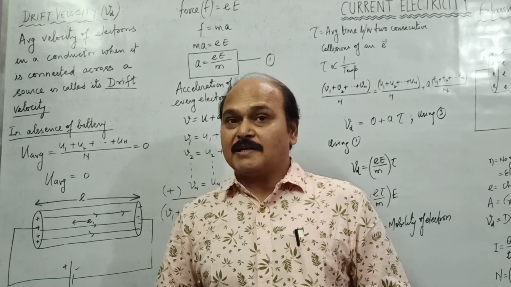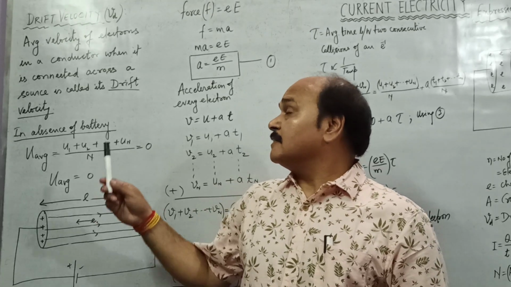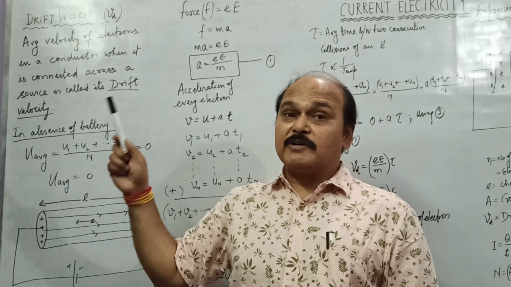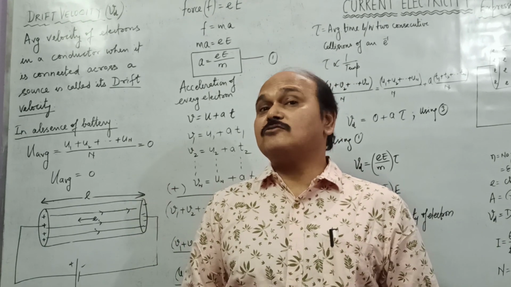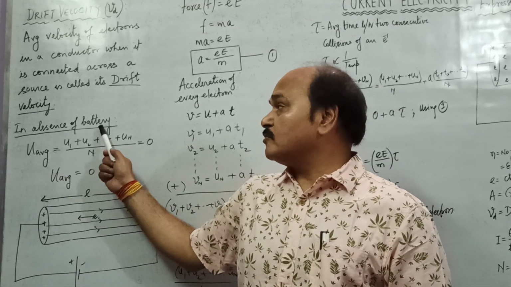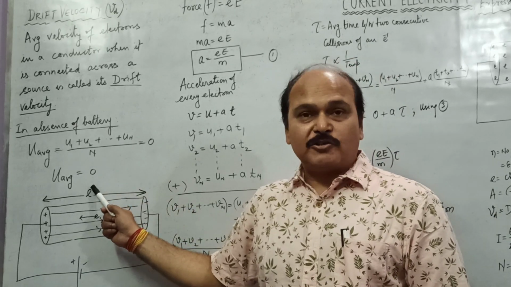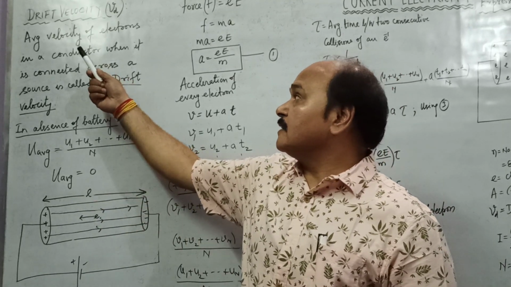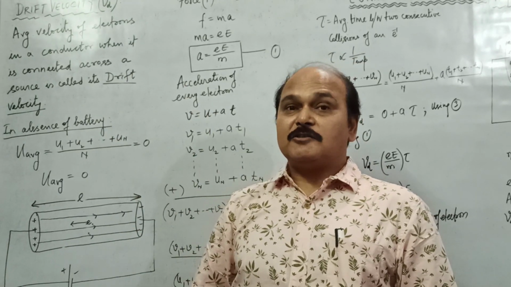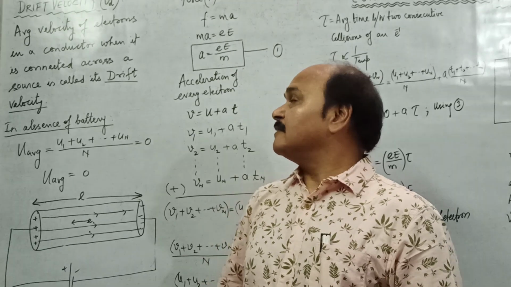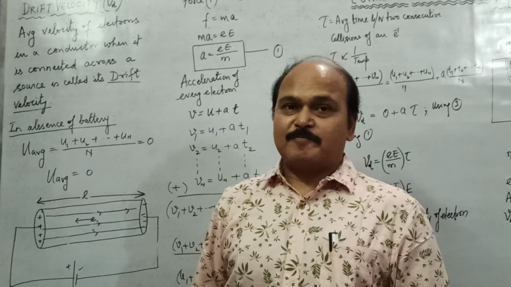In the last class we studied the electron model of a conductor. There we studied that the average velocity of electrons is zero in a conductor when it is not connected across any source. So in the absence of a battery, the average velocity of electrons is zero. But when a battery is connected, electrons move with a certain constant velocity towards the positive plate, and that constant velocity is called their drift velocity.